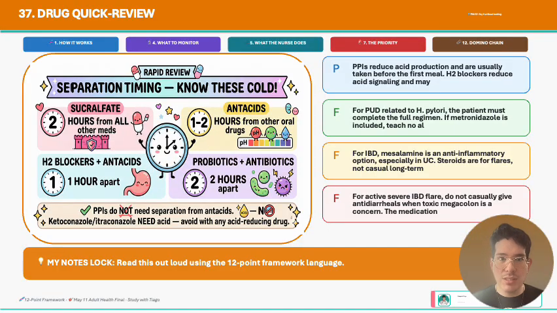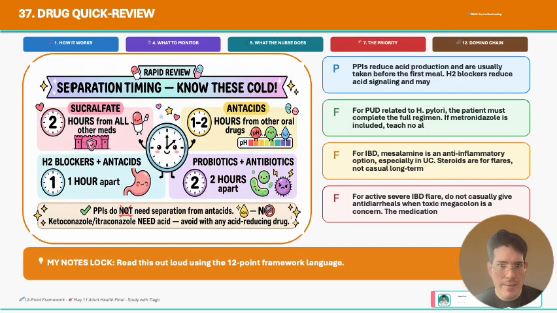Okay? So, PPIs reduce acid production and are usually taken before the first meal, right? H2 blockers reduce acid signaling and may help with nighttime symptoms. Antacids neutralize acid already present and should be spaced from other medications when required because they can interfere with absorption. For PUD related to H. pylori, the patient must complete the full regimen. If metronidazole is included, teach no alcohol during therapy and for the recommended time after the final dose.